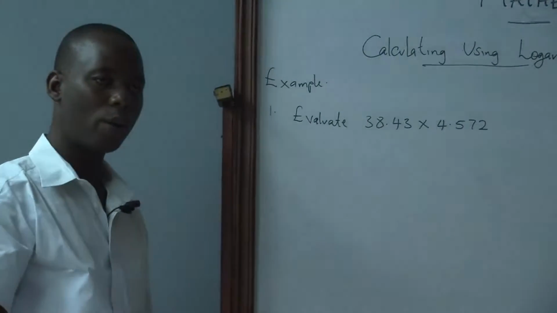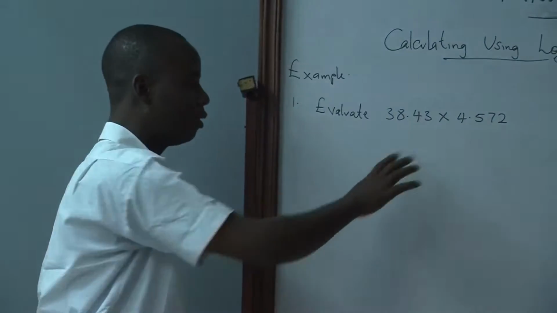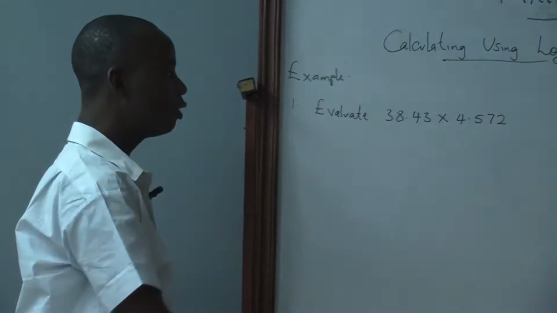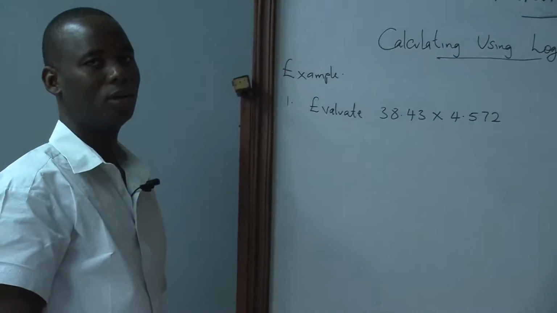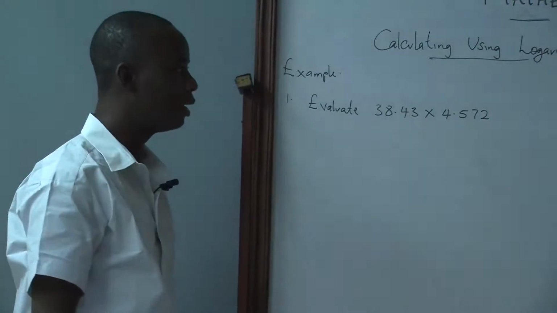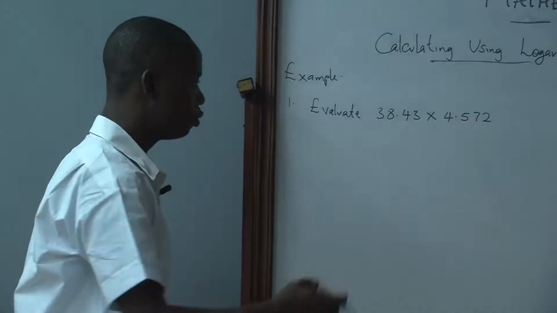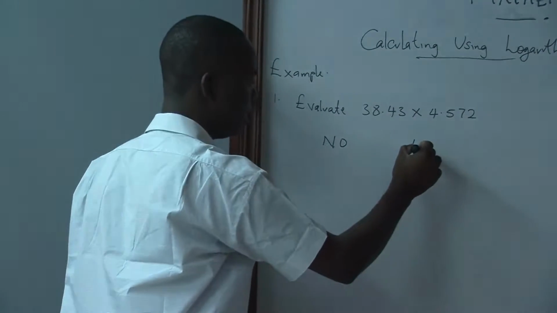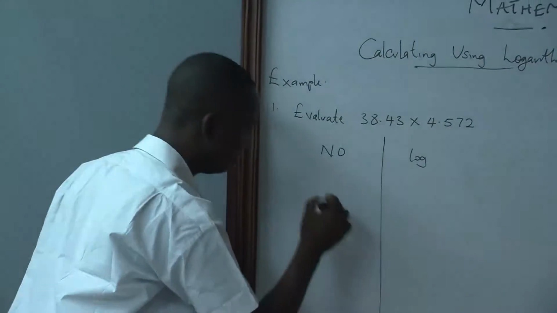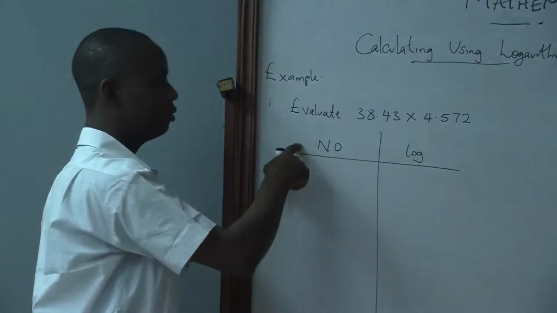What we're given, what we're calculating, actually we are calculating with the numbers. But without a calculator, it will be very difficult for you to work with these numbers. That's the reason why we are employing logarithm. And this is what we're going to do. We divide our work like this, where we have the numbers.